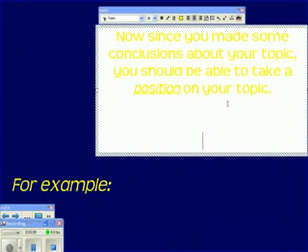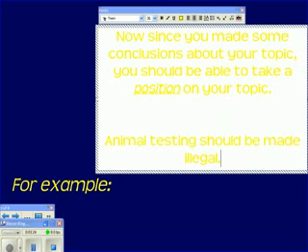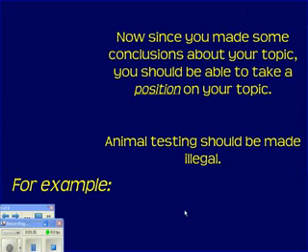So let's directly state our position on animal testing. For the purpose of this example, I am going to state that animal testing should be made illegal. I do not think animal testing should take place. Animal testing should be illegal. I have stated my position on it.